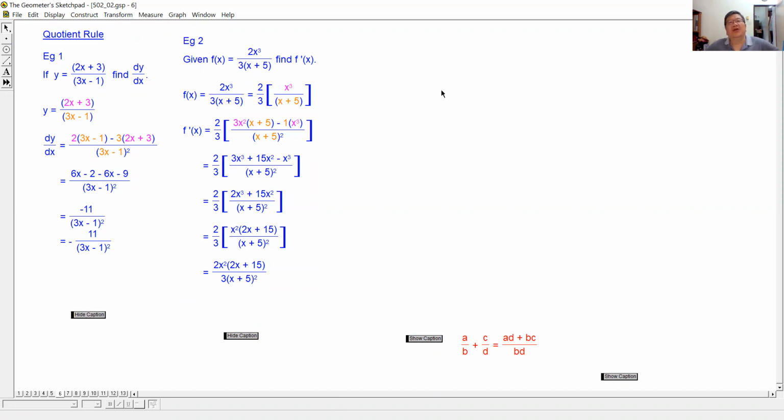If you include the 2 and 3 as part of the function at the top and bottom, then these numbers will appear many times. And you even have to square the 3 and it becomes 9. When you differentiate, you have to square the function at the bottom. So if you square this whole thing, 3x plus 5, you become 9 times (x plus 5) raised to the power of 2. So it's going to be very complicated.